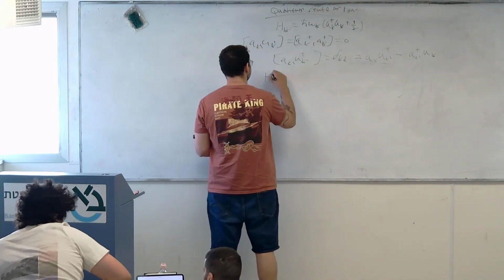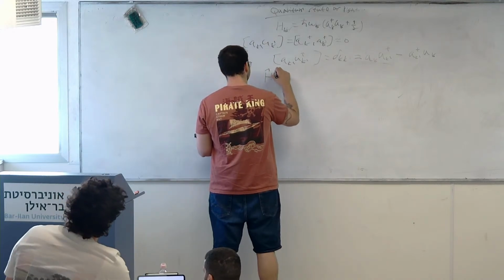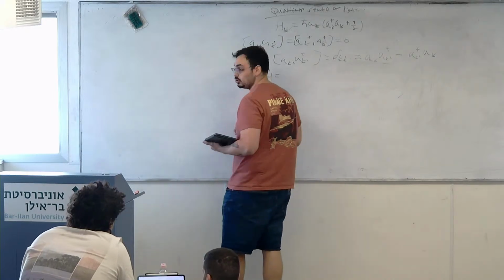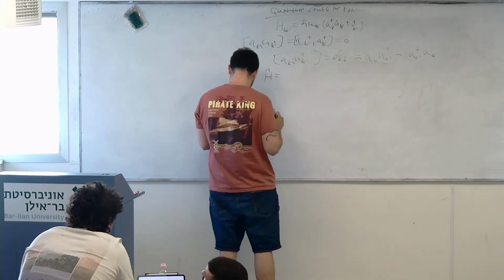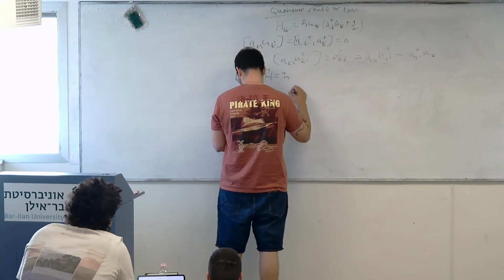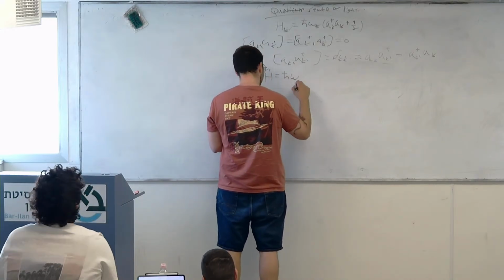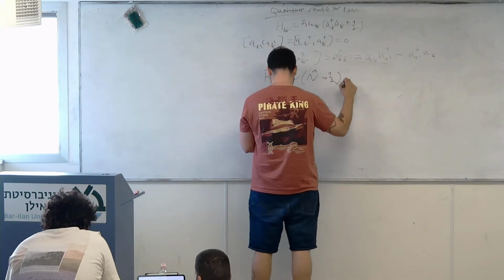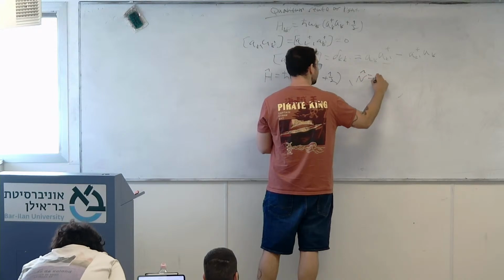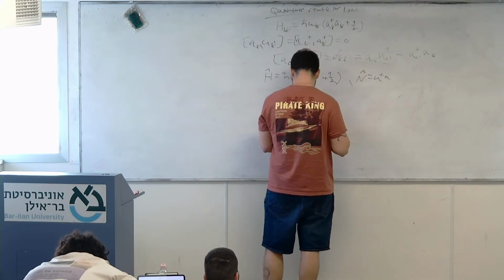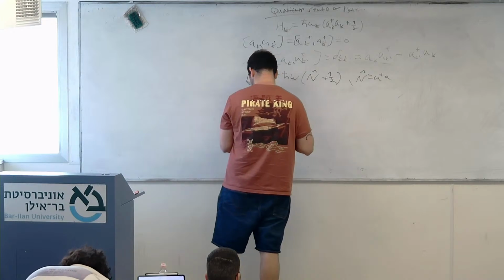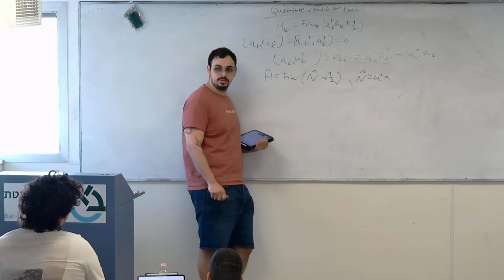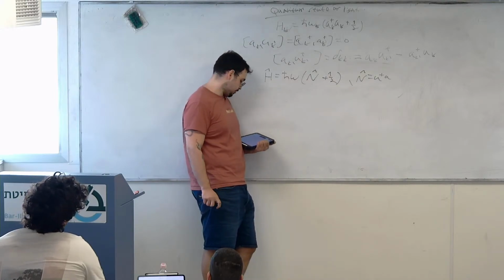So let me just write them. The Fock state, that's how it's called, F-O-C-K. Let me just rewrite the Hamiltonian, and you will see in a second why. Well, n is equal to a dagger a, right? And I want to claim that n is the number operator.